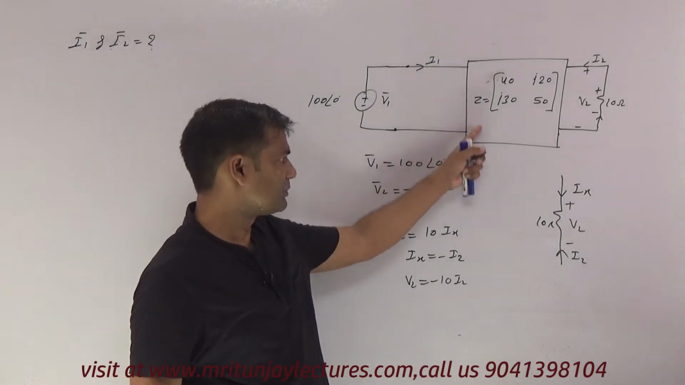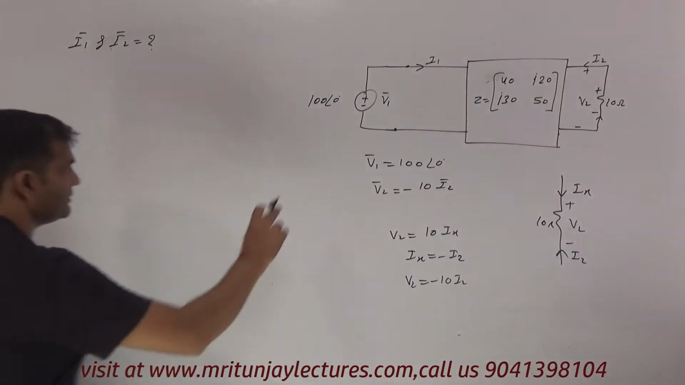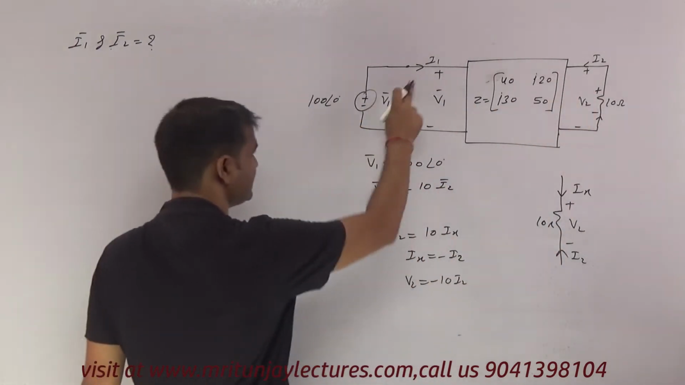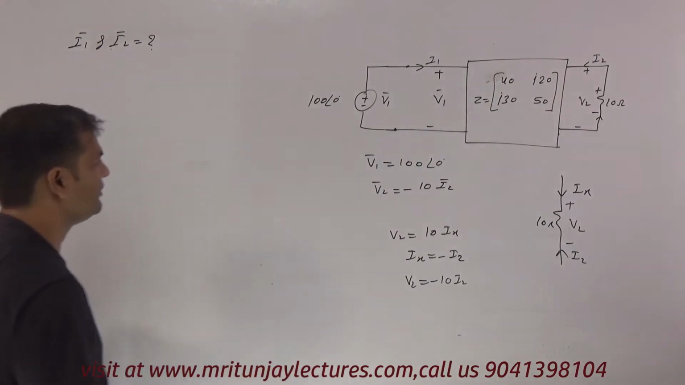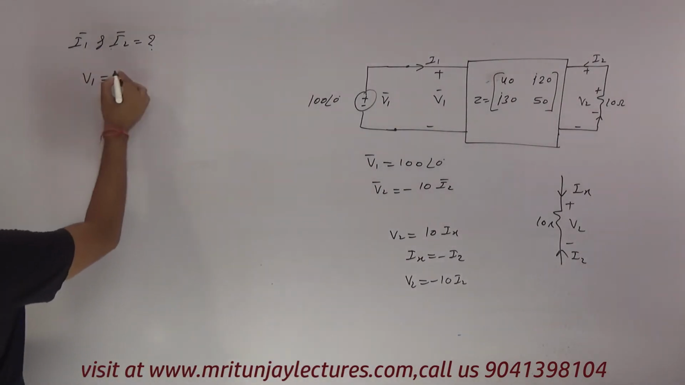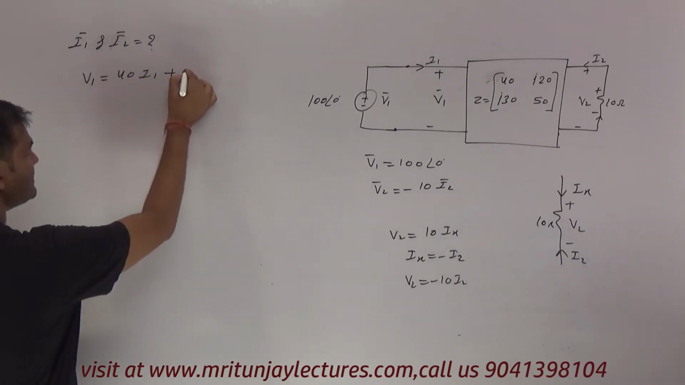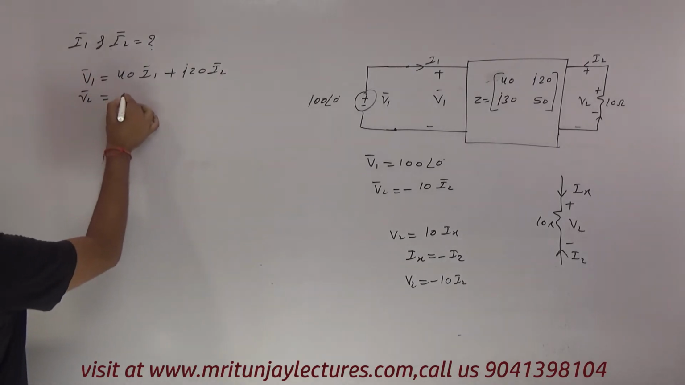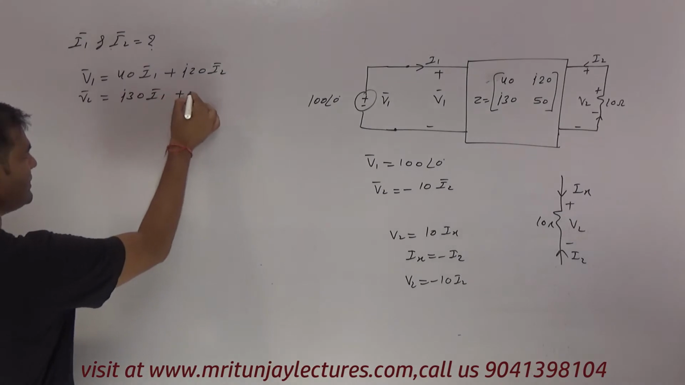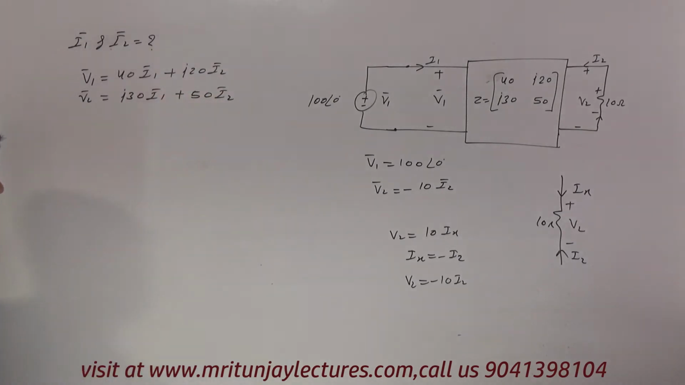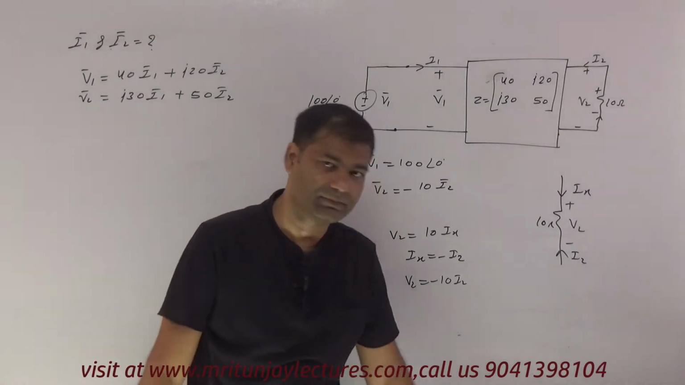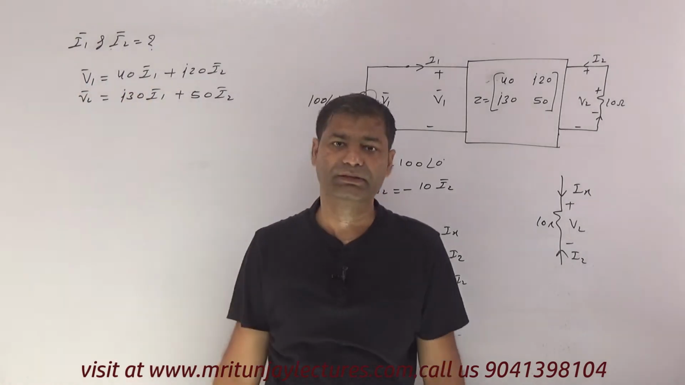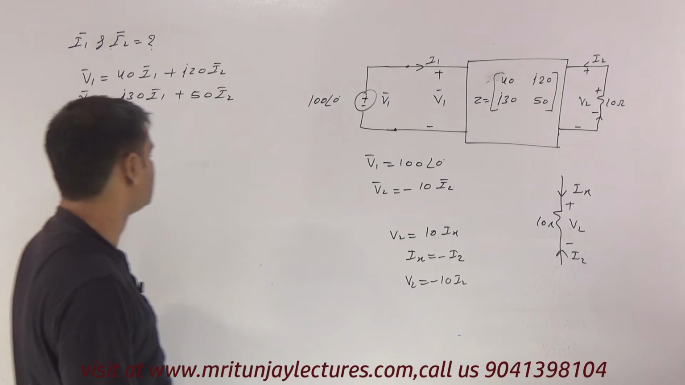Now corresponding to the two-port network, this voltage corresponds to here, and this voltage corresponds to here, and this current and this current. So if you write the Z parameter, V1 is 40 I1 plus j20 I2, and V2 is written as j30 I1 plus 50 I2. If in the question everything is given in AC, then all parameters are written in terms of AC.